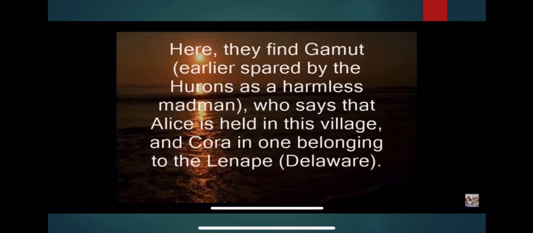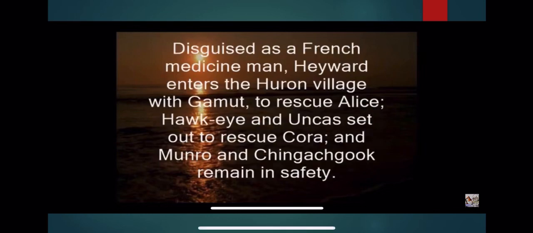Here they find Gamut, earlier spared by the Hurons as a harmless madman, who says that Alice is held in this village and Cora is with the Lenape, which is Delaware. Disguised as a French medicine man, Howard enters the Huron village with Gamut to rescue Alice. Hawkeye and Uncas set out to rescue Cora, and Monroe and Chingachgook remain in safety.